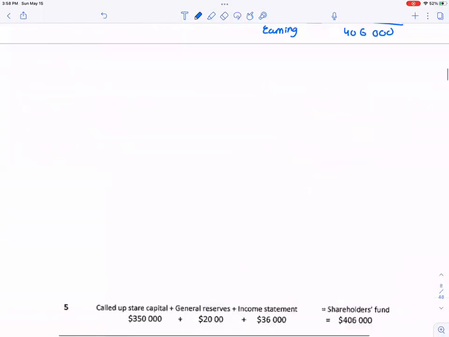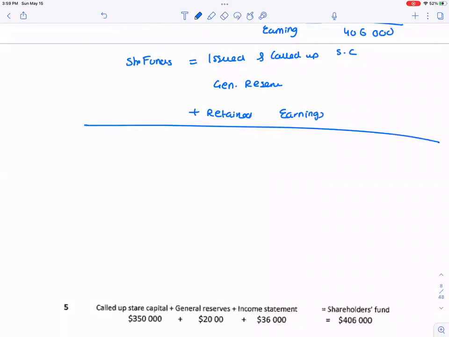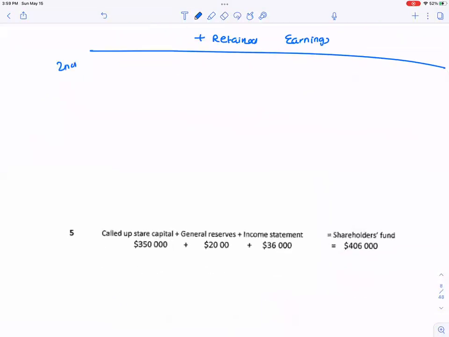Tell me again, what is shareholders funds made up of? Issued and called up share capital, general reserves, and retained earnings. So this is one favorite question that comes in limited company accounts: calculate the shareholders funds. The second favorite question is calculate retained earnings.